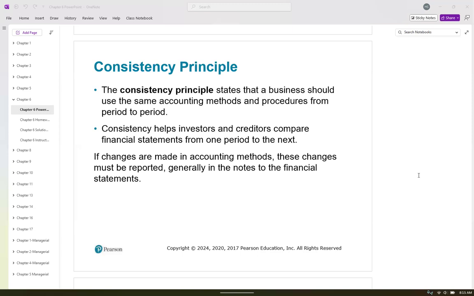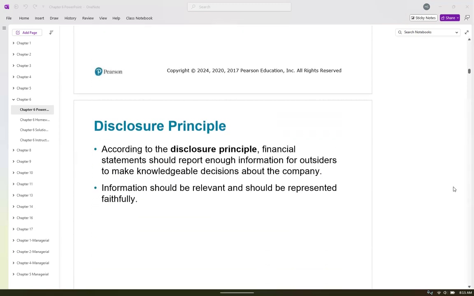So if a company does decide to change how they're doing inventory, they have to actually go back and restate all the prior period earnings. Okay, so they make it very difficult to change. And if you do change, you've got to do a lot of extra work. Okay, all right, then disclosure.